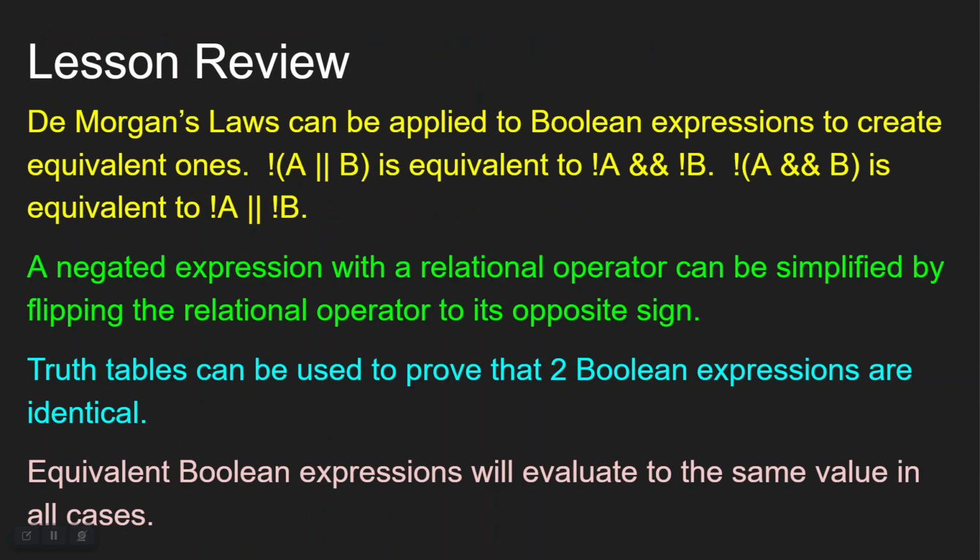All right, well, let's go ahead and wrap this one up. De Morgan's laws can be applied to Boolean expressions to create equivalent ones. And again, what we want to remember is that not A or B is equivalent to not A and not B. We also want to remember that not A and B is equivalent to not A or not B. A negated expression with a relational operator can be simplified by flipping the relational operator to its opposite sign, which is what we did when we said, instead of greater than, we distribute the not and it's less than or equal to. So just remember to flip it to the opposite relational operator.